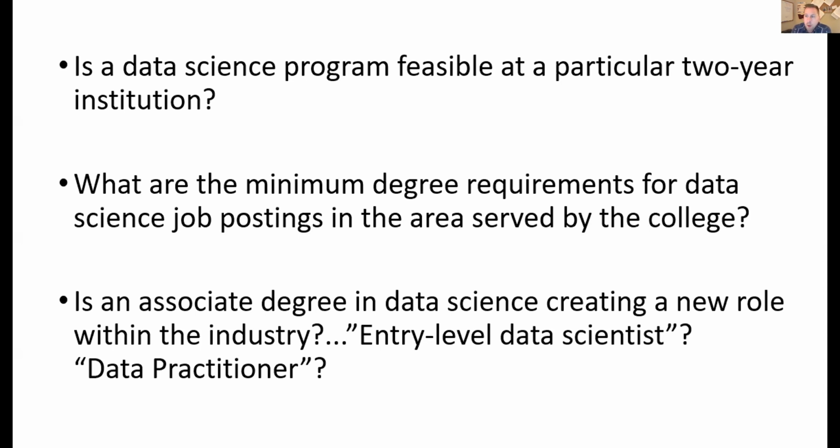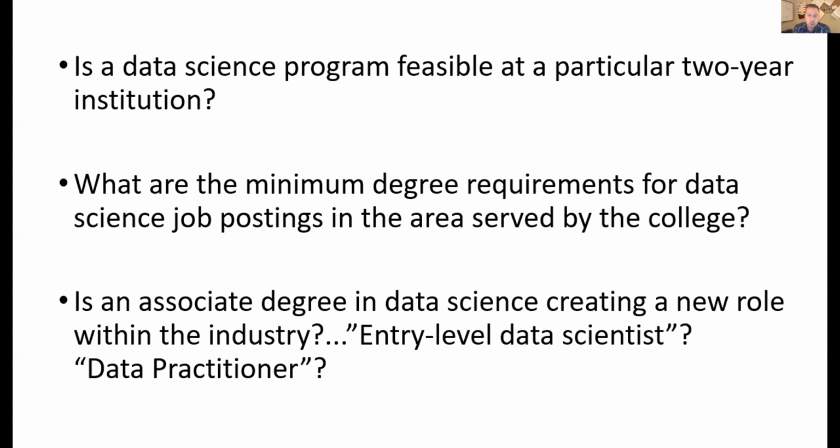Part of that is to go out and look at the local industry that your institution serves, and specifically, what minimum degree requirements are in their job postings? If all of the industry around the institution is advertising that a master's degree is required for any data science position, that could create a problem when you go to propose this program. So you're going to need to reach out to some industry partners to really dig deep to see why those minimum degree requirements are there.